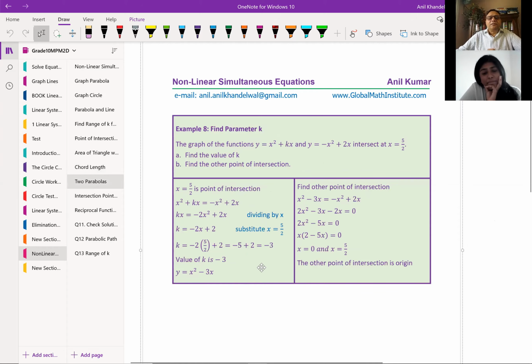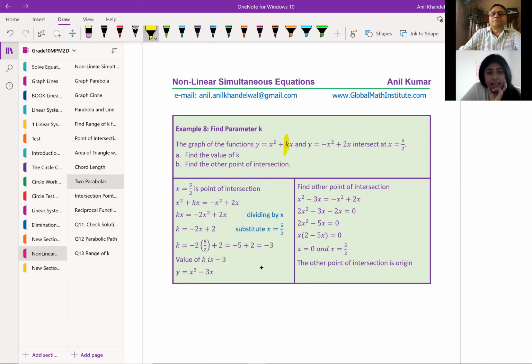Now, here is another question. Can you please read this question for me? Yes. So example 8, find the parameter k. The graphs of the functions y equals x squared plus kx and y equals minus x squared plus 2x intersect at x equals 5 over 2. A, find the value of k, and B, find the other point of intersection.